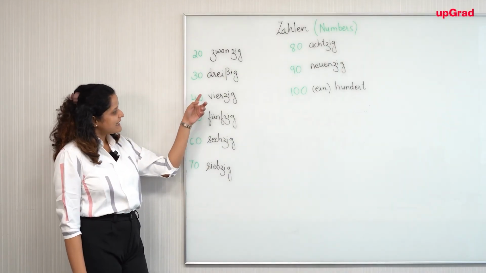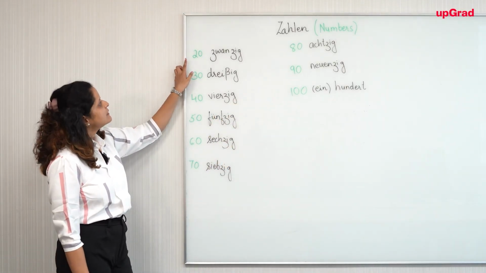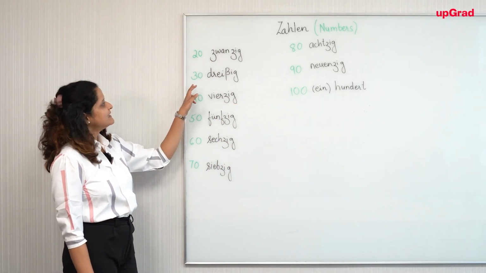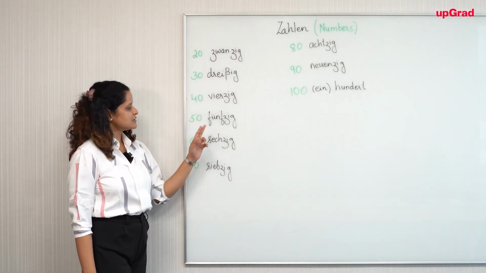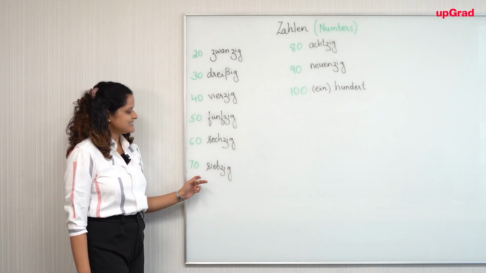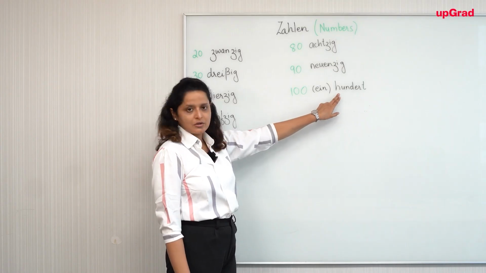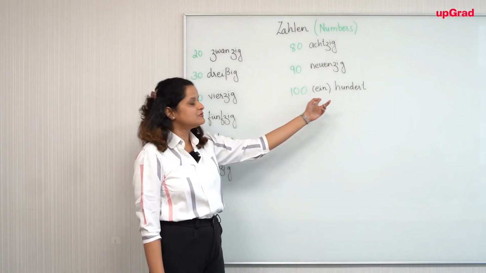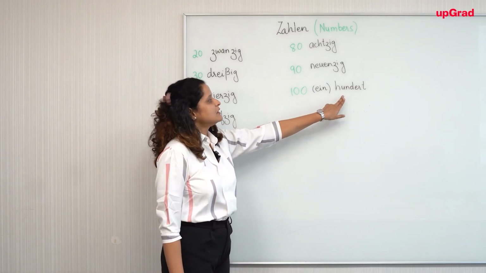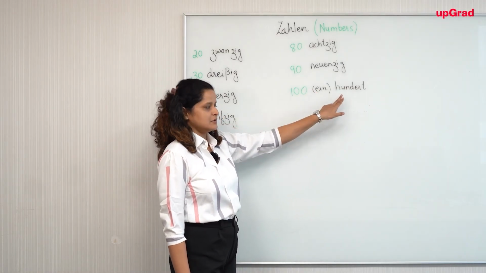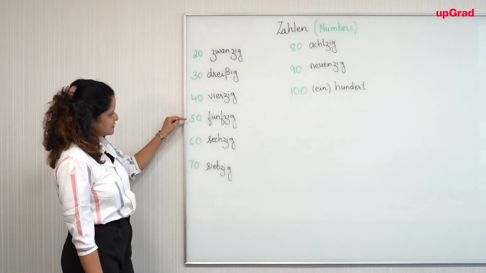So we have the end numbers of each series written here. Let's take a look at them first. We have 20, 30, 40, 50, 60, 70, 80, 90, 100 or 100. You can use either one of the two forms of 100. Okay, so these are the ends of the series.